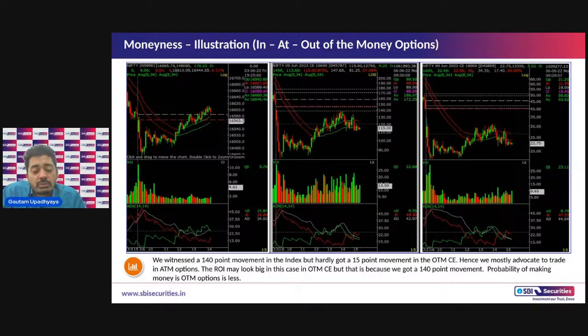जब भी आप इंडेक्स ऑप्शंस में ट्रेडिंग कर रहे हो, always consider to do trading in at the money options rather than deep in the money or deep out of the money options.